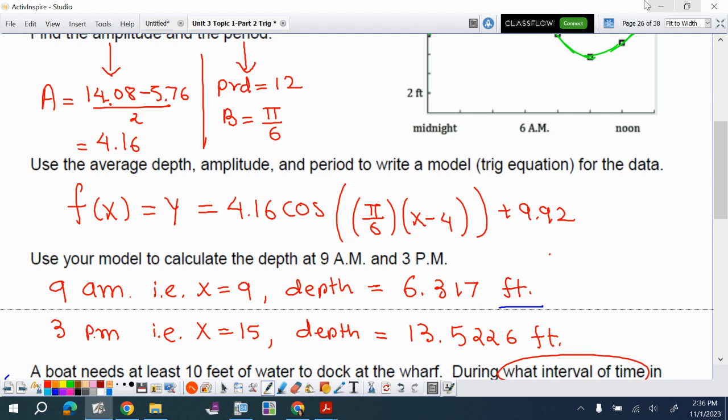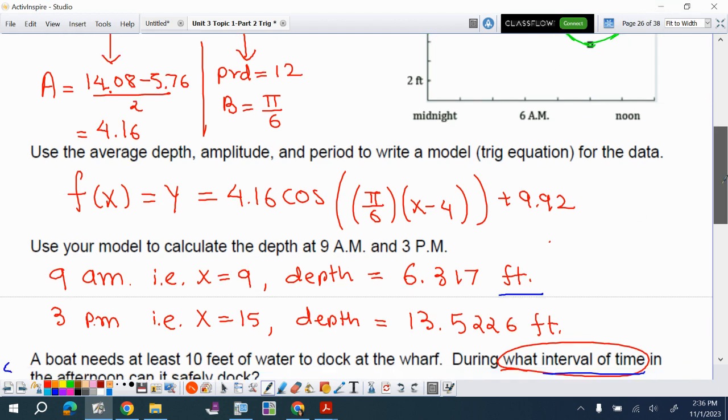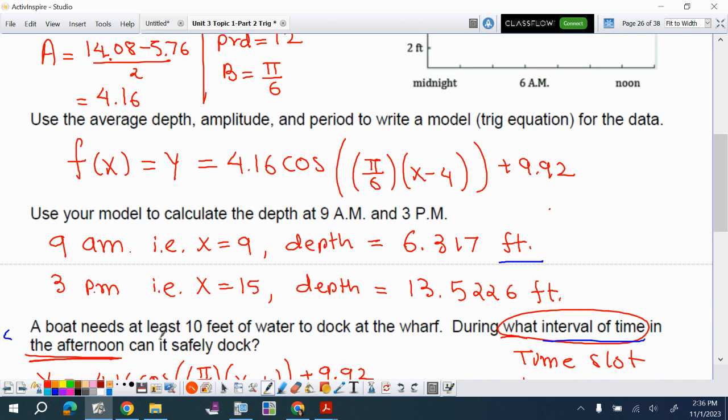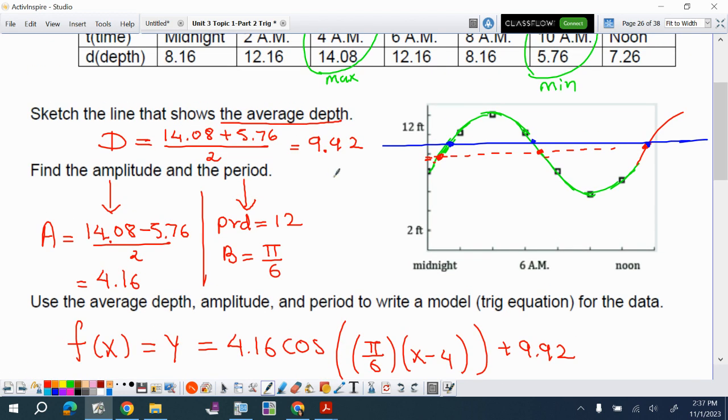Okay, so the last part of the question is very interesting. Let's read this. A boat needs at least 10 feet of water to dock at the wharf. During what time interval? Interval means time slot. In the afternoon means after 12. Can it safely dock? So let's talk about here. This is 10 feet. Your boat needs at least 10 feet of water to come back.